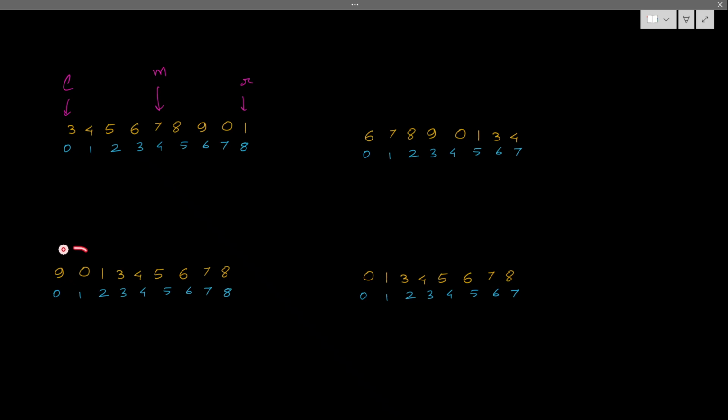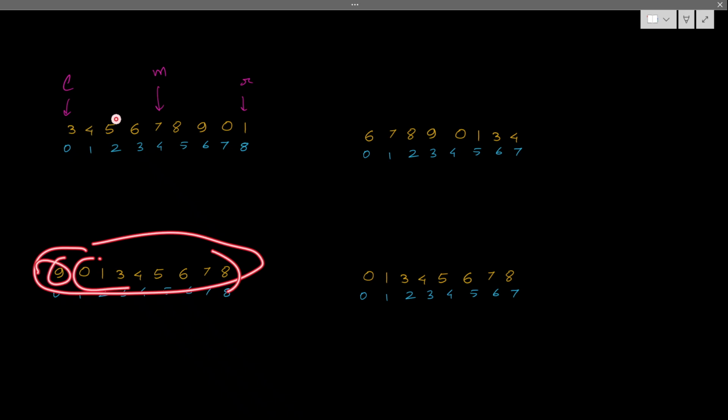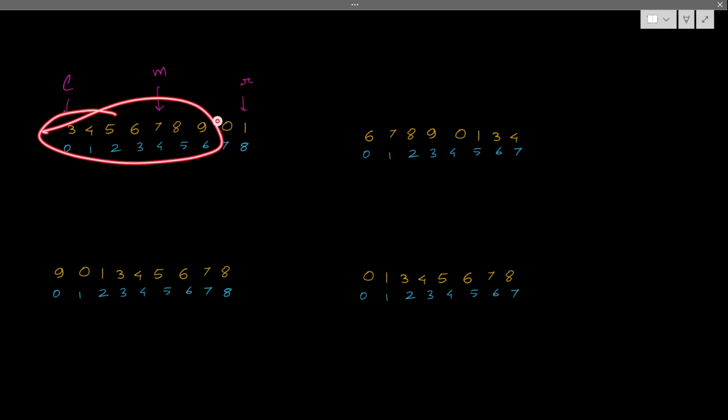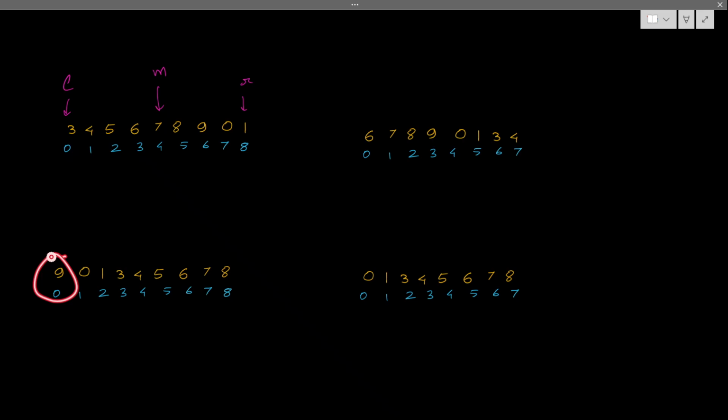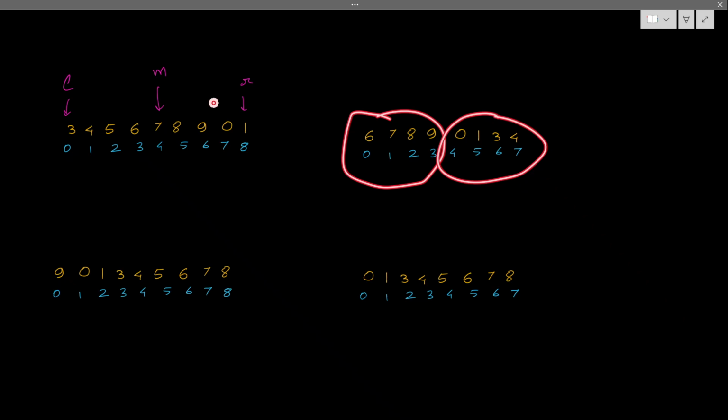One case is that it is already sorted, and only one item is there. It could be that in the left side the maximum number of sorted items is present and in the right side fewer. Here also, in the right side fewer are present and in the left side more sorted items are present. And here it is 50-50, divided equally. So what are the cases?